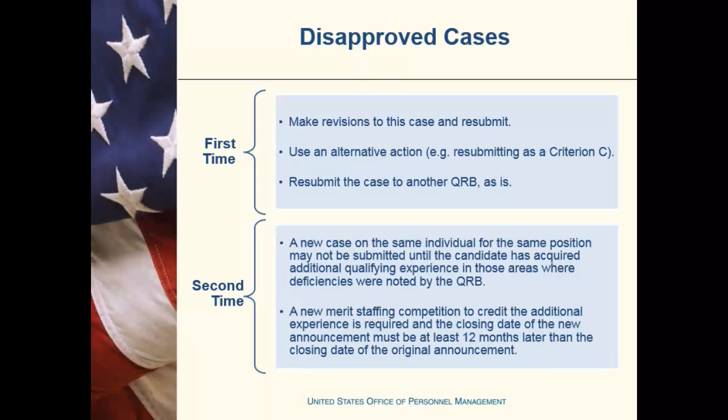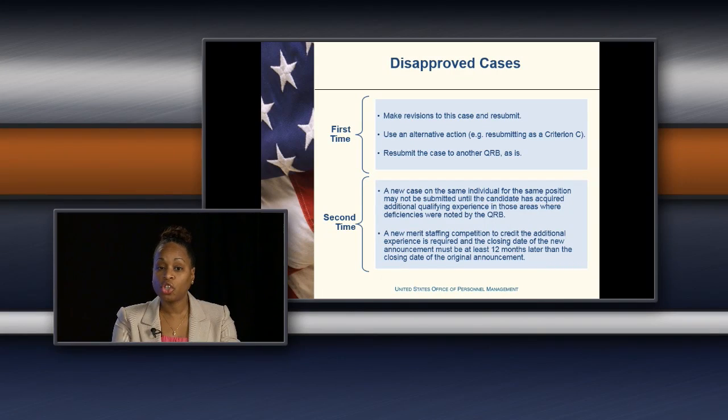OPM never recommends option 3 because chances are if one QRB has disapproved a case and the agency decides to submit that same case without revision to another QRB, it would most likely be disapproved. For cases that are disapproved a second time, the candidate and the agency have 12 months before they can resubmit an application or a case for that particular position.